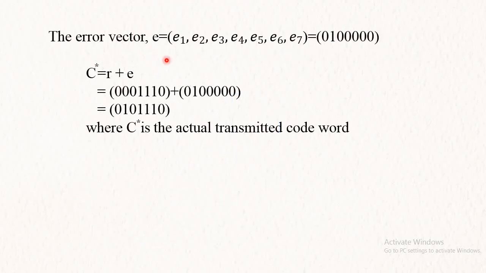Now in this case the error vector is given by 0 1 0 0 0 0. From where are we getting this error vector? We are getting this error vector from the syndrome table. That part also we are going to discuss in the next lectures. So how to correct this particular code word? The corrected code word is given by C equal to R, the received code word, plus the error vector which we identified from the syndrome table. We take their addition.